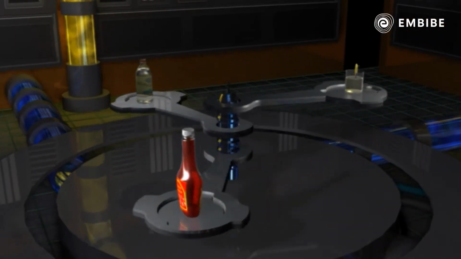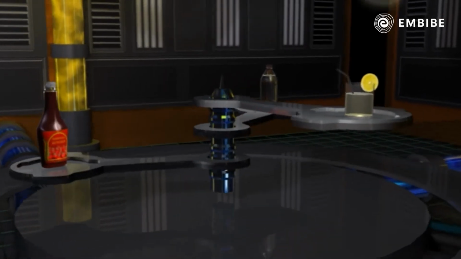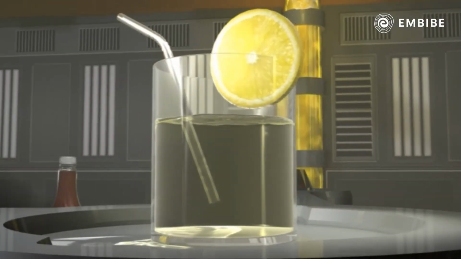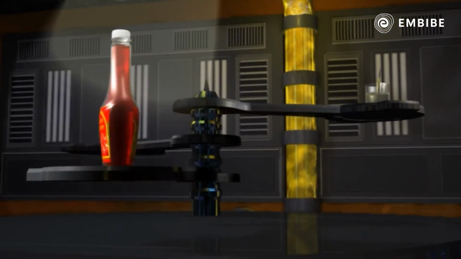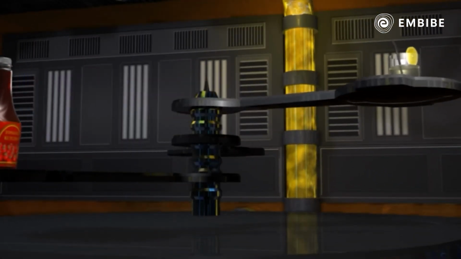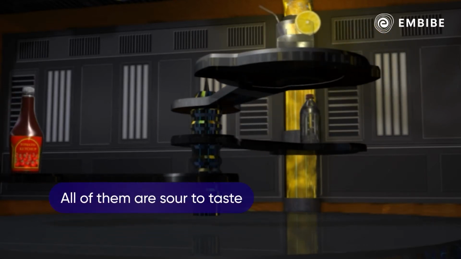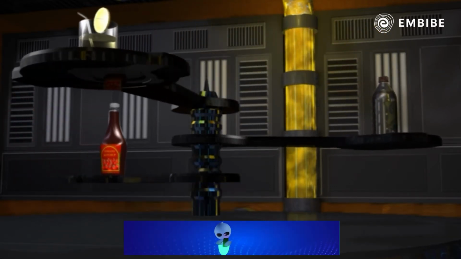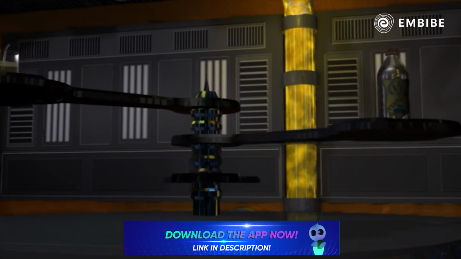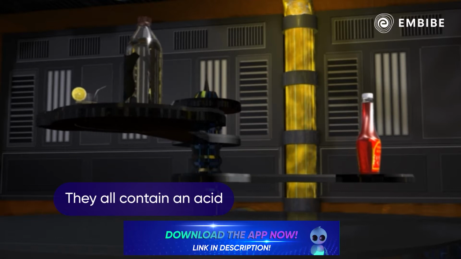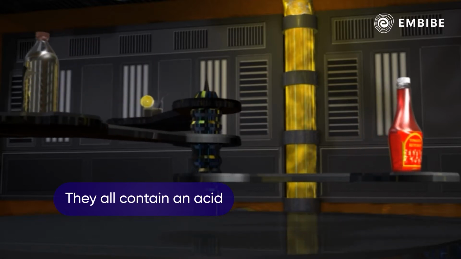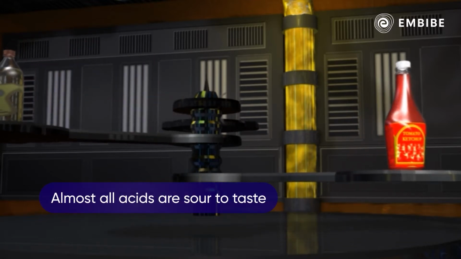All of you must have tasted at least one of the following substances, that is, lemon juice, vinegar, tomato ketchup, etc. at some point or the other. How do they taste? All of them are sour to taste. Why is that so? That is because they all contain an acid of one sort or another, and almost all acids are sour to taste.